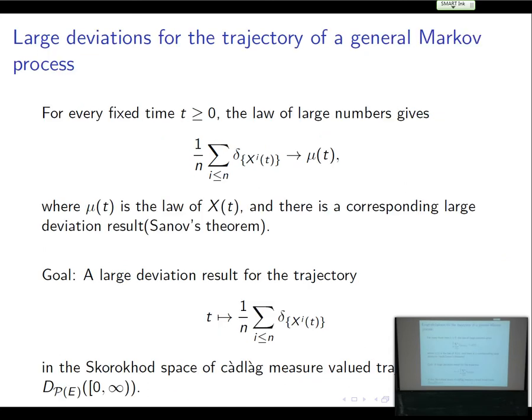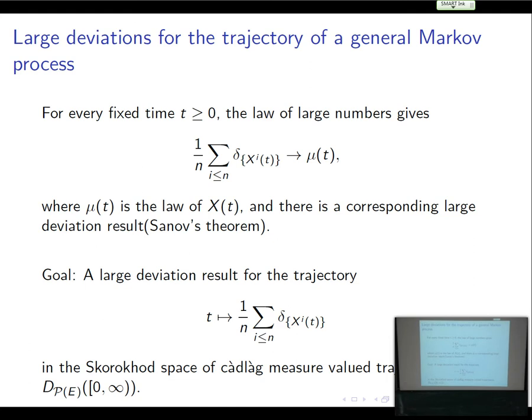So that's the goal of the talk that I want to give. Again, for every time t, we know by Sanov's theorem, by the law of large numbers actually, that the average for an arbitrary Feller process converges to mu t, where mu t is the law of one of the copies. And by Sanov's theorem, we have a corresponding large deviation result for this at time t. So the goal is, as in the previous slides, to give a large deviation result for the whole trajectory, so at all times t together.